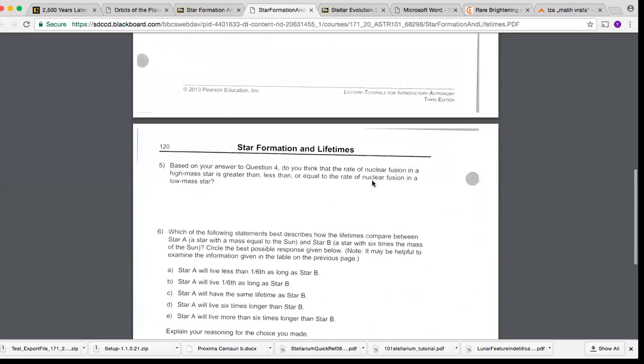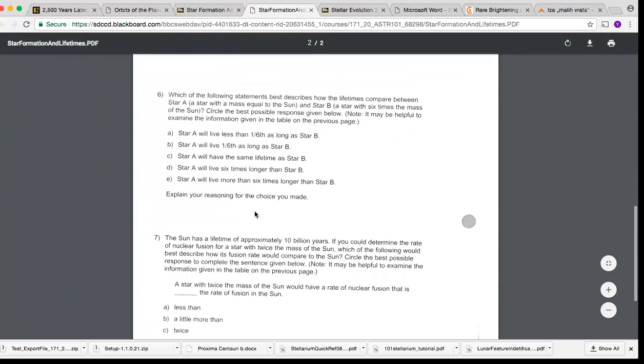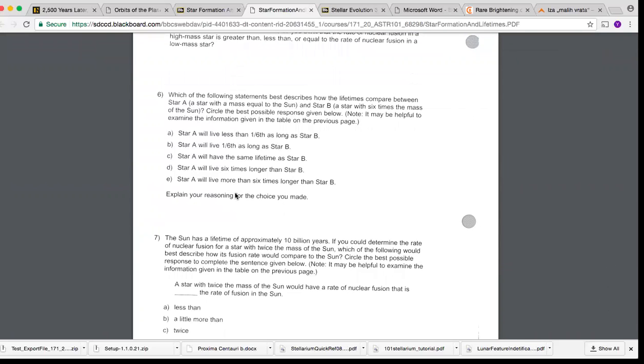Yes. Okay, so this is important. This will come on the exam as well, so you should understand this. If the star has n times more mass, it is not going to live n times less. It's going to live much, much less.